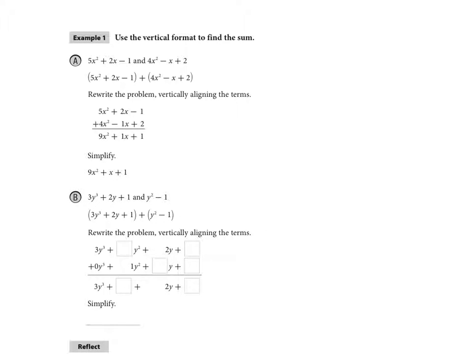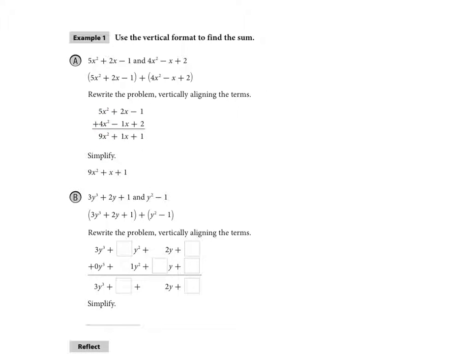So then another way to add polynomials is to do what's known as the vertical format. So you take the two polynomials, you line them up vertically with like terms combined, and then you just go ahead and add. So you add the coefficients, 5 plus 4 is 9, 2 plus negative 1 is 1, negative 1 plus 2 is positive 1.